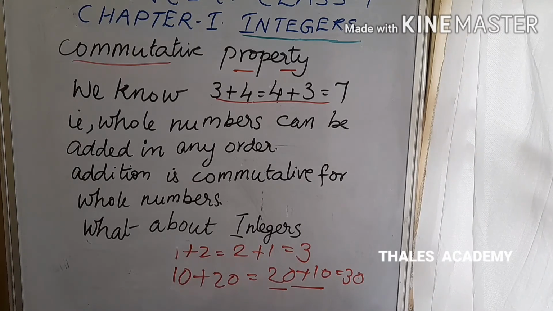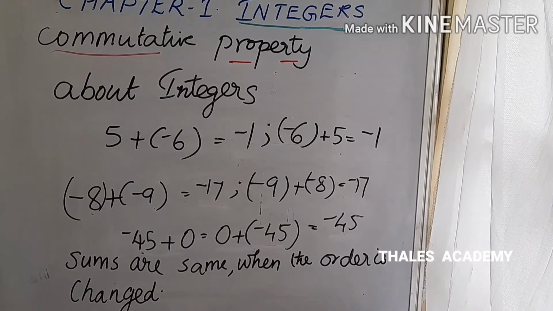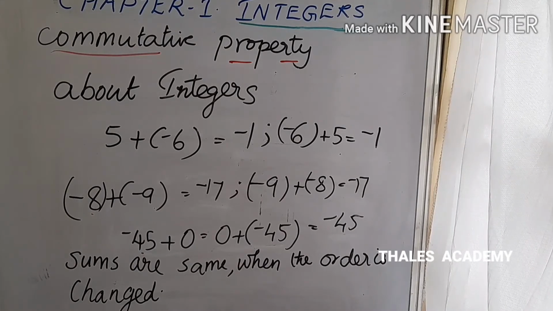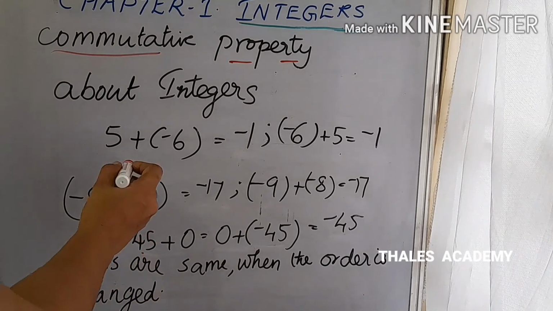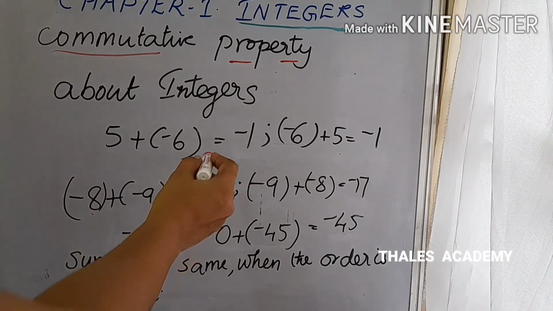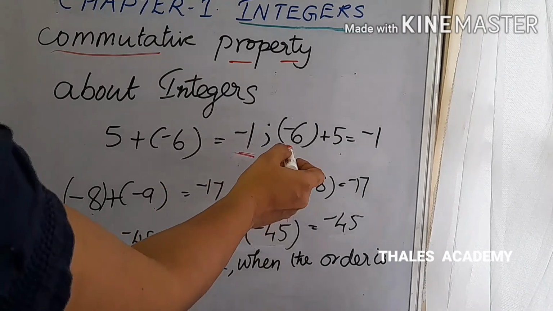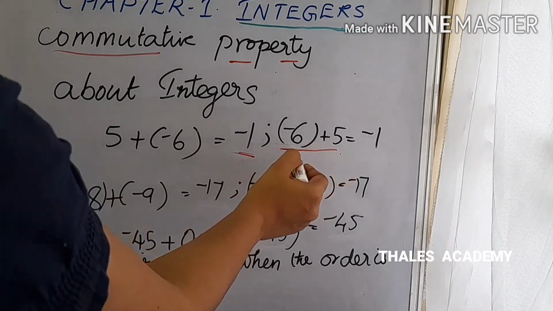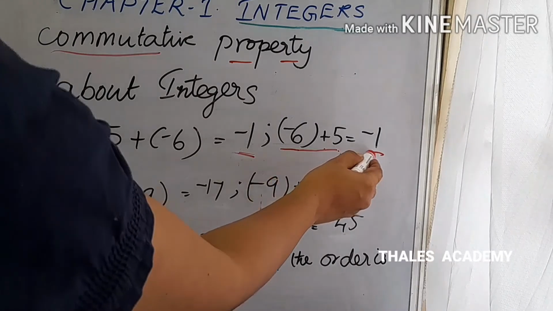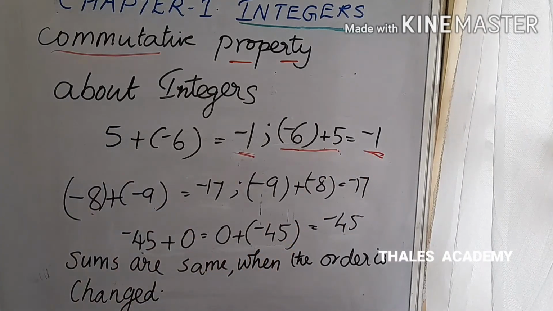Now let us check whether addition is commutative for integers. We know the commutative property of addition is true for whole numbers. Now we have to find if it is true for integers. Here we add 5 plus minus 6 equal to minus 1. We change the order. Minus 6 plus 5, we get the same answer, minus 1.